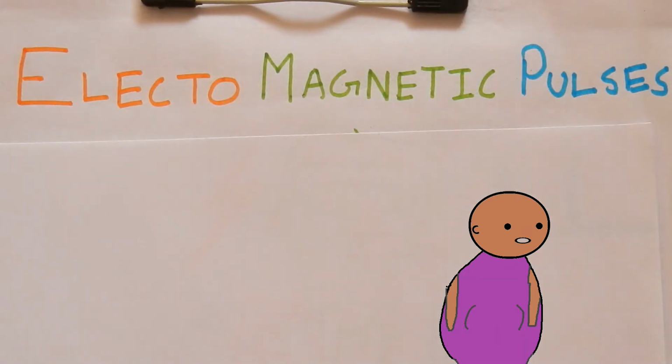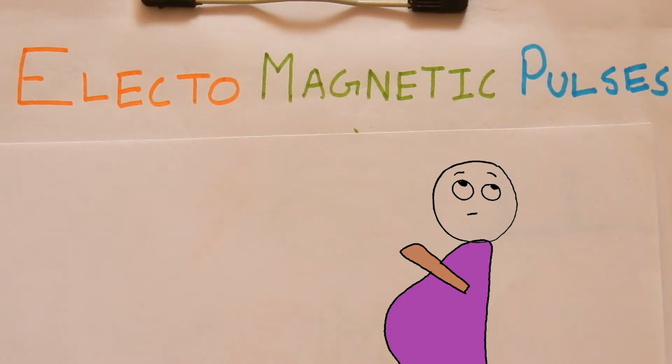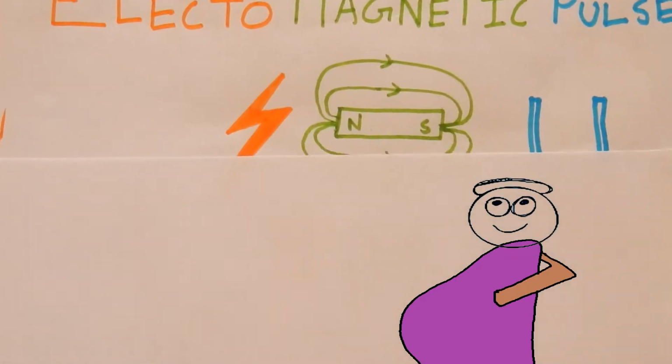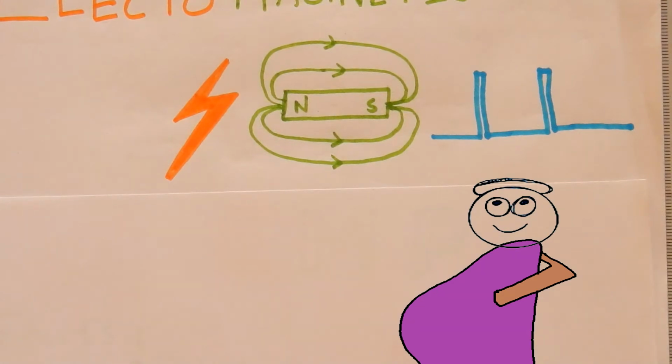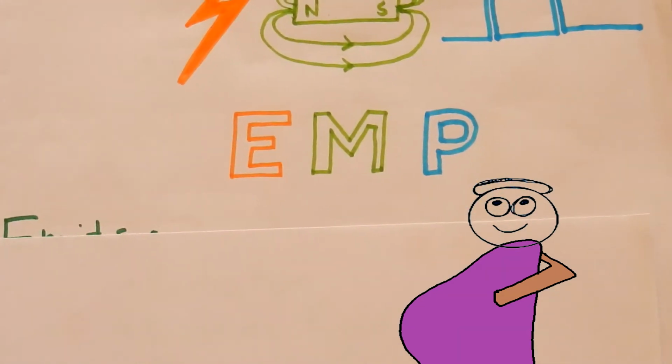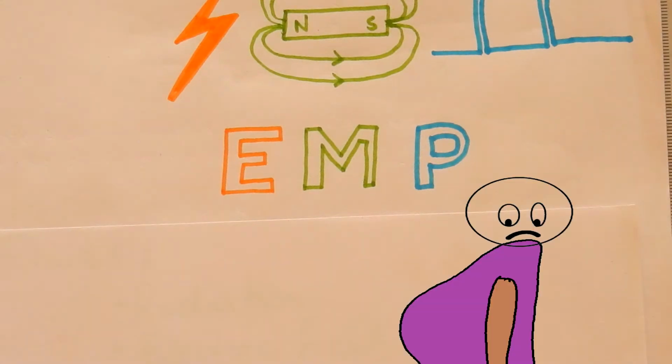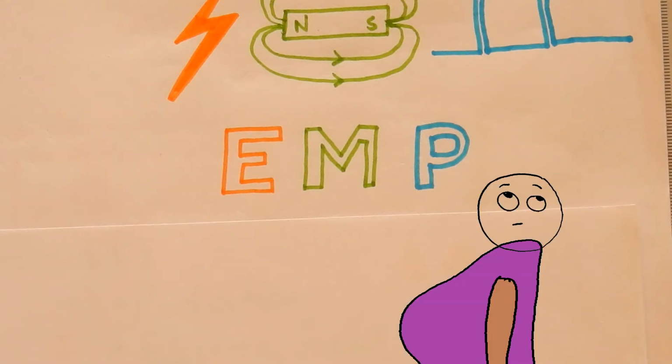Hello everyone. So we'll talk about electromagnetic pulses today. Electromagnetic pulses basically are the pulses which destroy all of the electrical devices that you have nearby to this device. So in short, we can also say electromagnetic pulses as EMP.